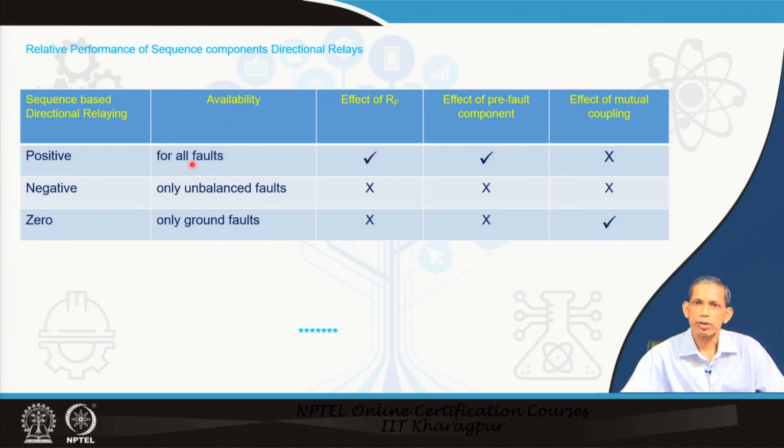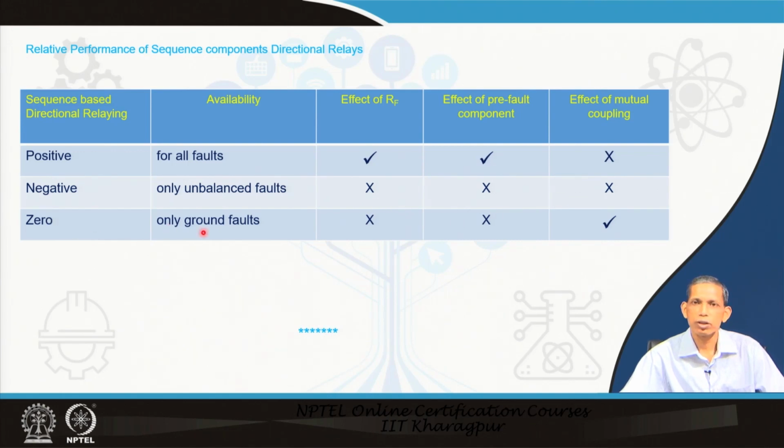Positive sequence is available for all faults, so it can conclude for all faults, but it is affected by RF: more RF, poor performance. As for the effect of pre fault, if the pre fault component of current is dominating close to the fault component, then the relay decision may be affected. No effect from mutual coupling. Negative sequence is available only for unbalanced faults, not affected by RF, not affected by the pre fault, because pre fault does not have a negative sequence component, and no mutual effect. So, this is the strength.